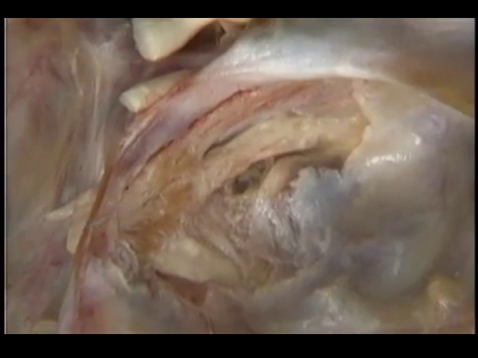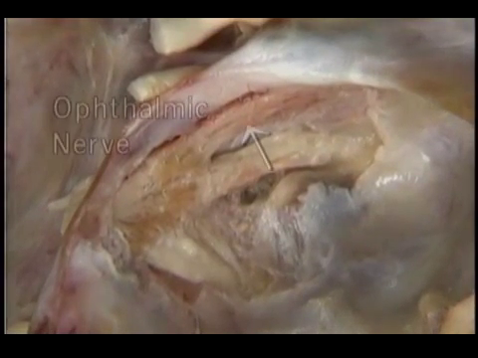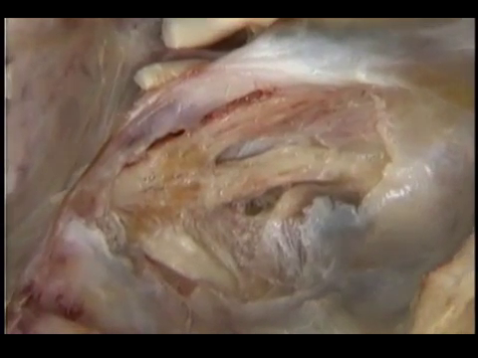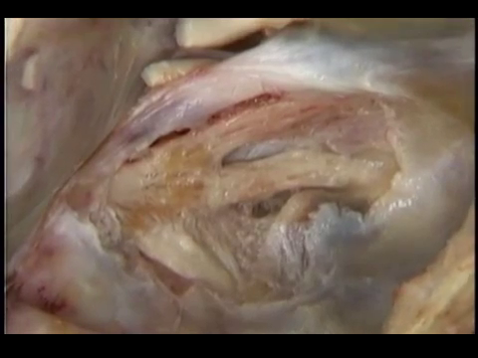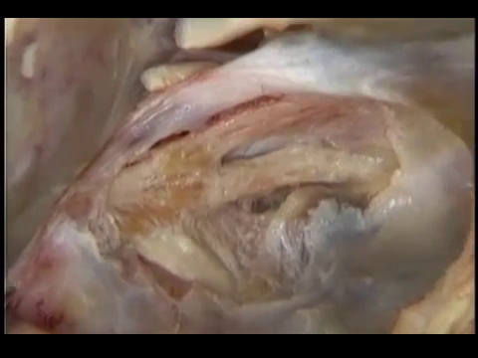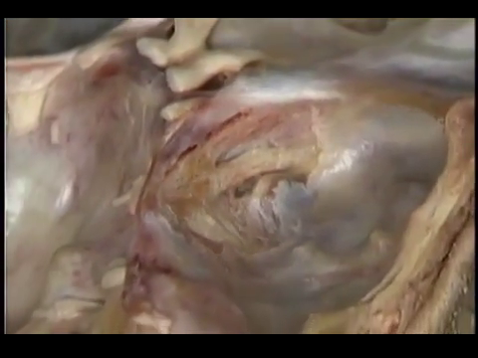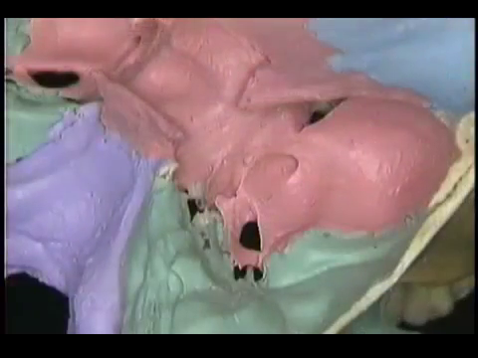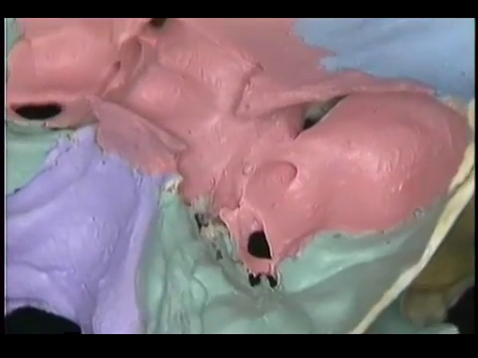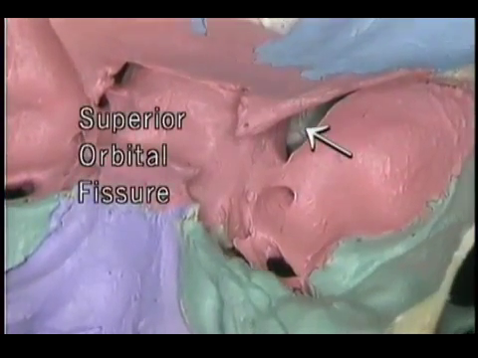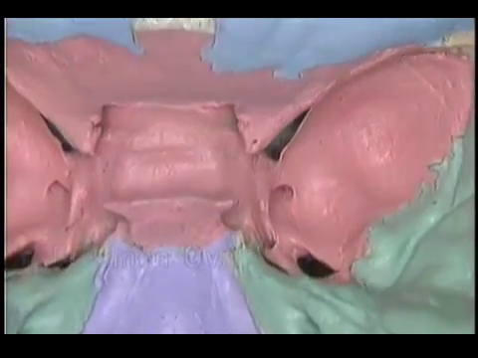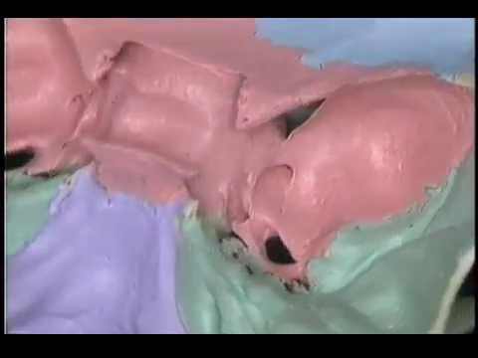Here's the trunk of the nerve. Here are its three branches, the ophthalmic, the maxillary, and the mandibular. All the sensory fibers of the trigeminal nerve synapse in this massive ganglion, the trigeminal ganglion. In relation to the dry bone, the trigeminal ganglion is here. The openings for the three branches are the superior orbital fissure for the ophthalmic, the foramen rotundum for the maxillary, and the foramen ovale for the mandibular.